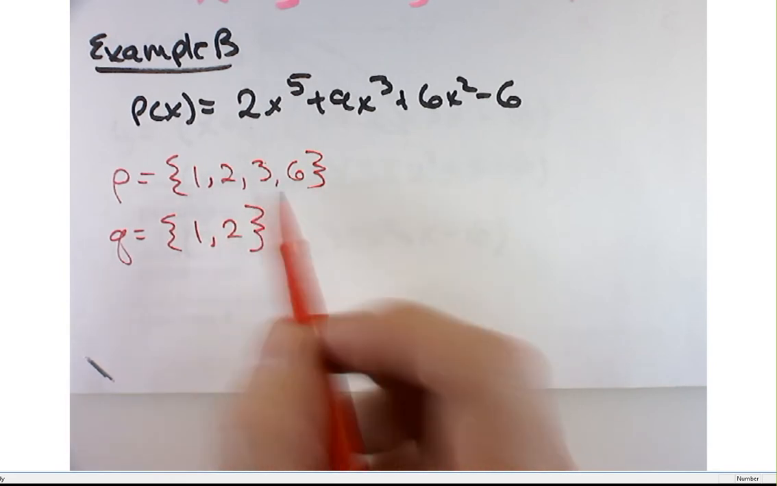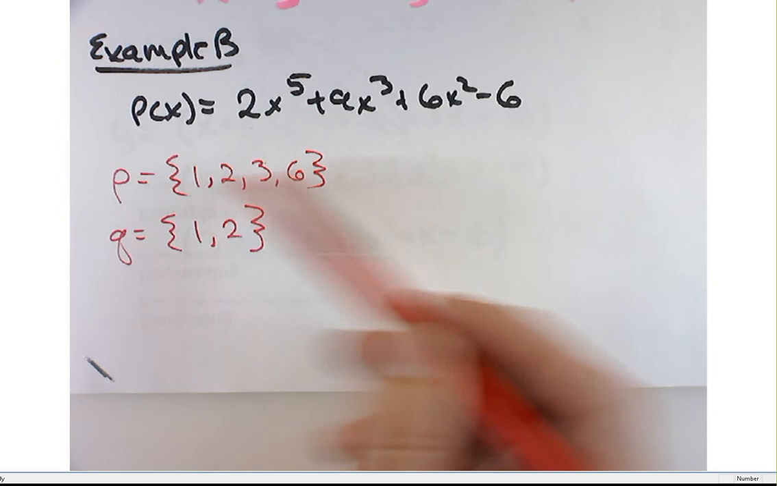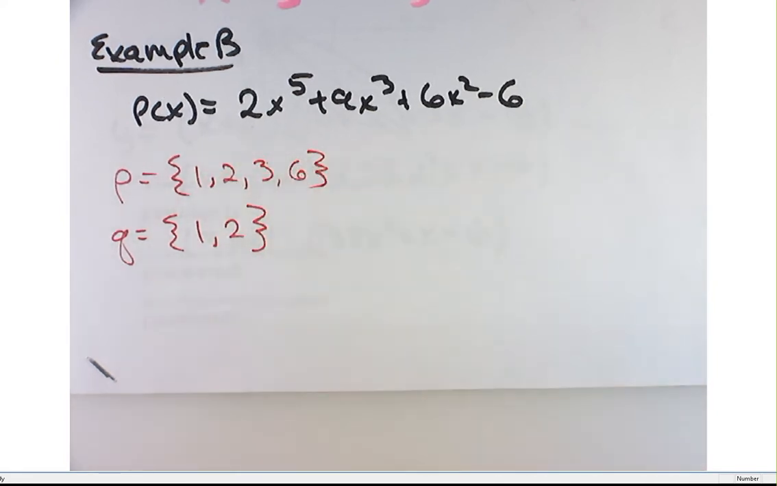6, by the way, is a perfect number because if you add up the factors other than 6 itself, 1 plus 2 plus 3 gives you 6. I think 24 is the next perfect number. After that, it's quite a ways before you get another perfect number.